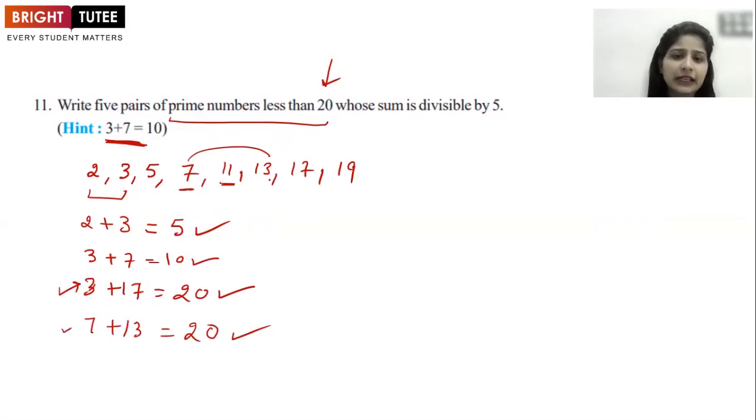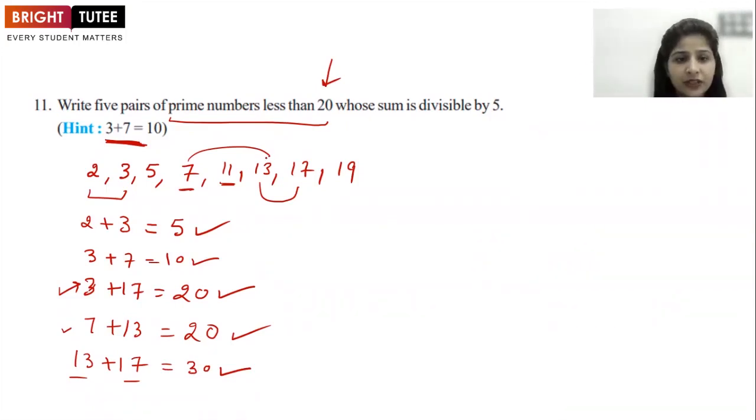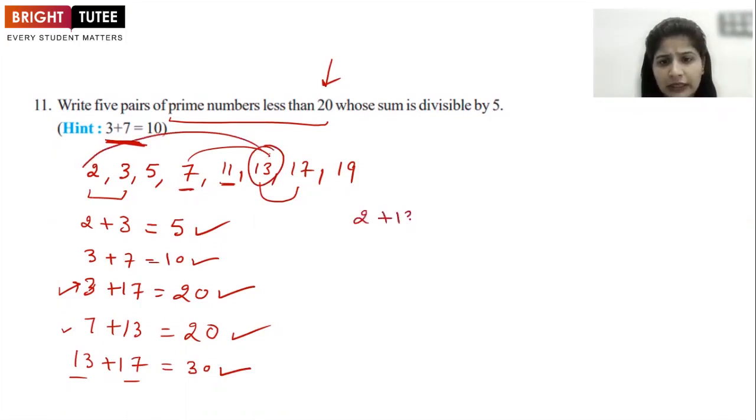The next that I can take up is, let's figure out 13 and 17. What about 13 and 17? So I'll get 10 plus 10, 20, 30. Is it divisible by 5? Yes, it is divisible by 5. So we have got one more pair, 13 and 17, which are prime, and we are getting the sum as a number which is divisible by 5. With 13, you can try 2. So 2 with 13 would be 15. That is also divisible by 5.